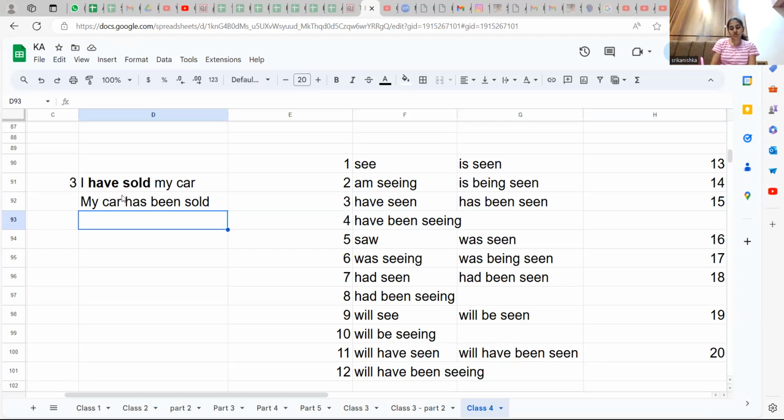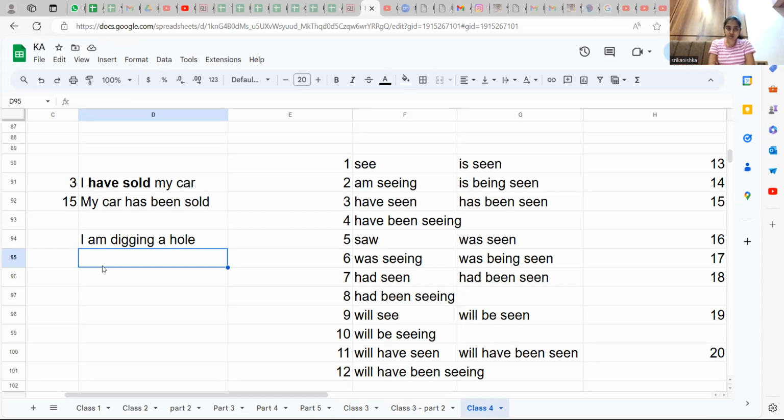Now look at this one. 3 always will give you 15 in passive. Very good. Now I am going to give another one. I am digging a hole. I am digging a hole.